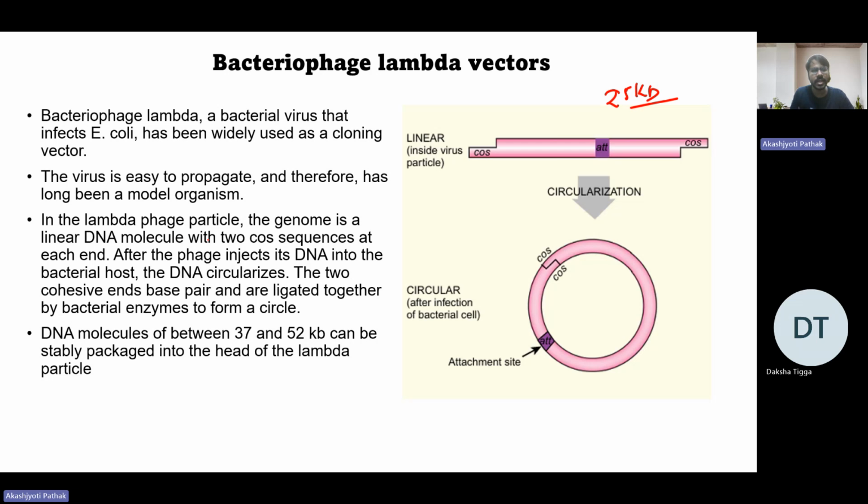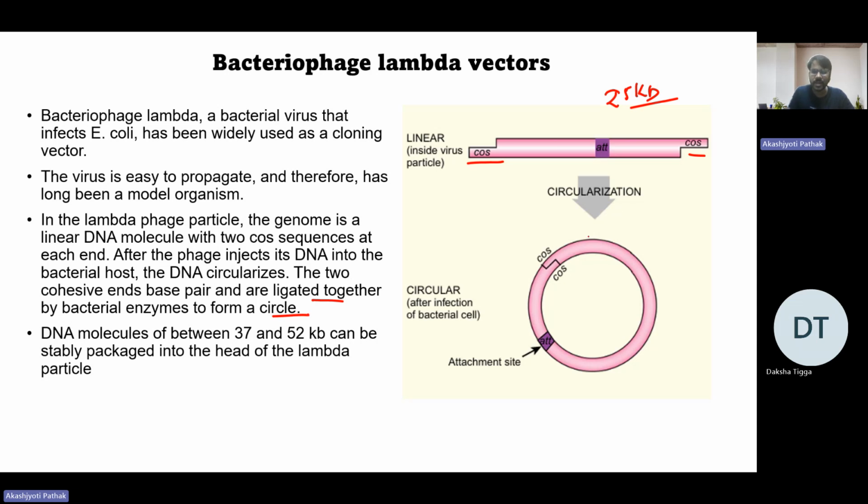The genome is a linear DNA molecule and it has two cos sites. So this is very important. And why are these cos sites important? After the phage injects its DNA into the bacterial host, the DNA circularizes. If it does not have these cos sites, then the circularization will not take place. So the two cohesive ends base pair and are ligated together by bacterial enzymes to form a circle.